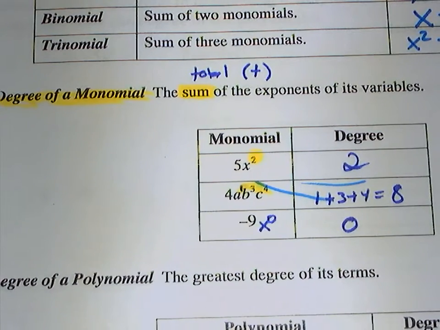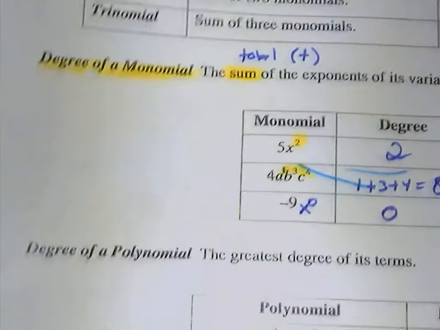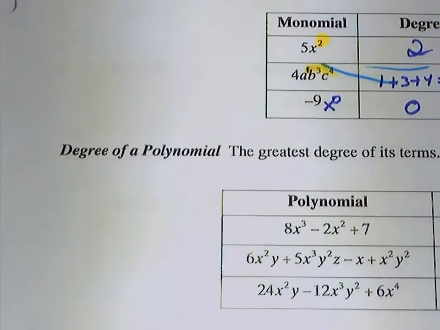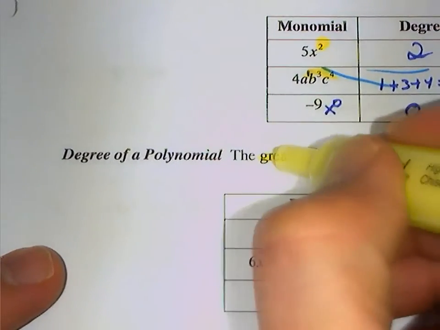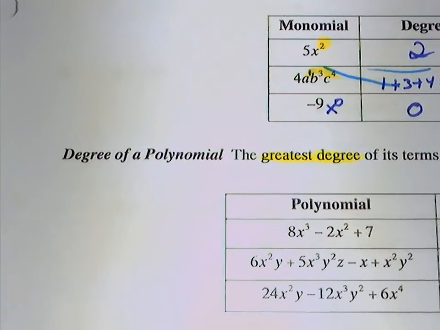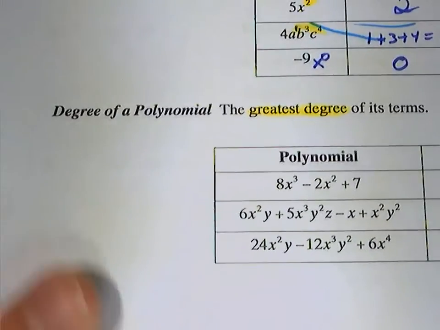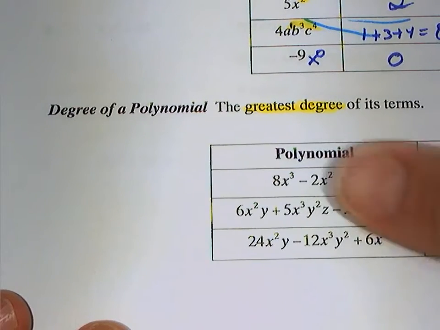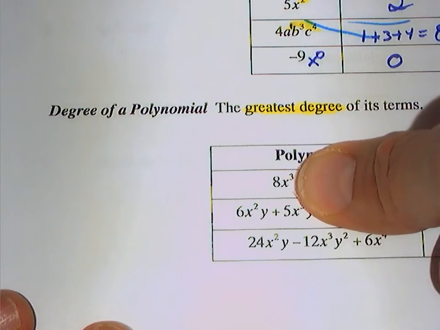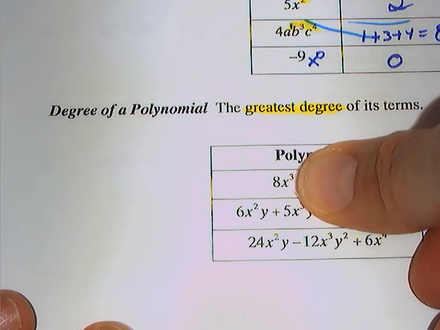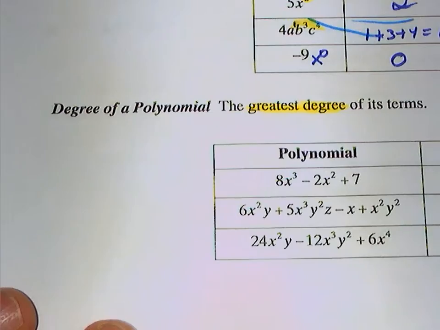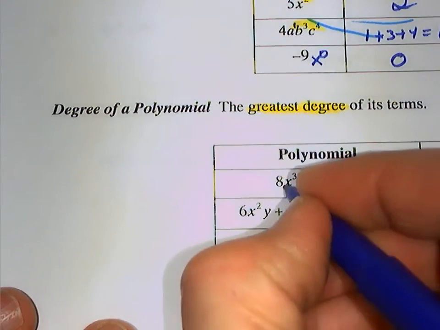Okay? Well, now we got to look at the degree of polynomials. When we look at degree of polynomials, you essentially do the exact same thing we did, but then we take the greatest of each. So the greatest number. Okay? So I look. What's the degree of the first guy? 8x cubed. What's the degree of that guy? 3. Right? So that guy's 3.